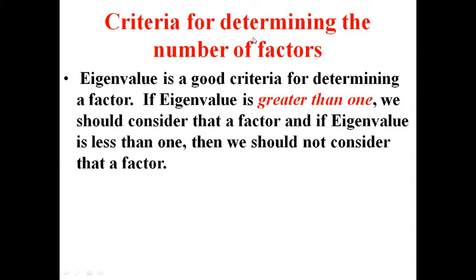Then you can see here the criteria for determining the number of factors. How will we find out how many factors we should consider? I have already discussed this. Eigenvalue is a good criterion for determining a factor. If the eigenvalue is greater than 1, we should consider that a factor, and if the eigenvalue is less than 1, then we should not consider it a factor. So all the factors whose eigenvalue is greater than 1, we can consider for our study. So we have to see where the value is greater than 1.